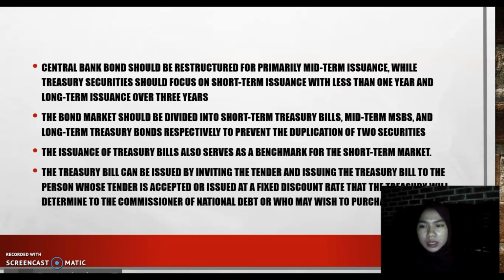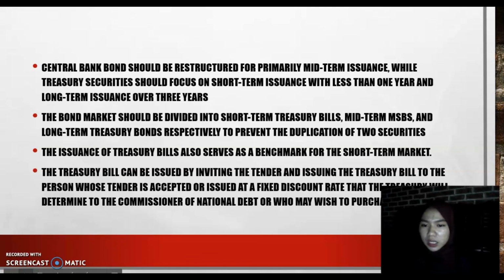US. Central bank bonds should be restructured for primarily mid-term issuance, while Treasury securities should focus on short-term issuance of less than 1 year and long-term issuance over 3 years. The bond market should be divided into short-term Treasury bills, mid-term MSBs, and long-term Treasury bonds, respectively, to prevent the duplication of two securities. The issuance of Treasury bills also serves as a benchmark for the short-term market.